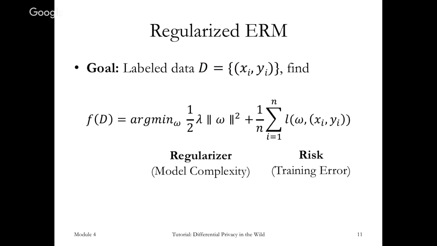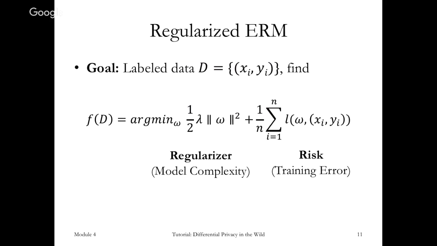Besides minimizing the risk or the training error made by the predictor, we want to try to control the complexity of the model as well. Hence, in the objective function, we usually include a regularizer, which prevents overfitting of the data.